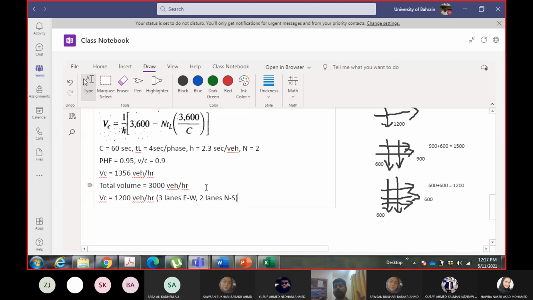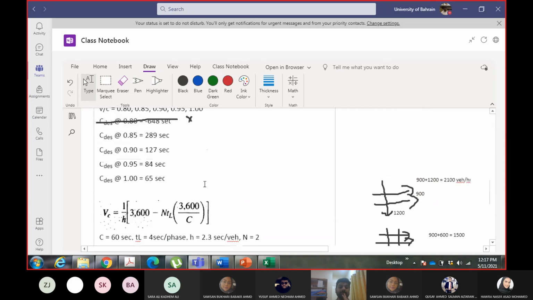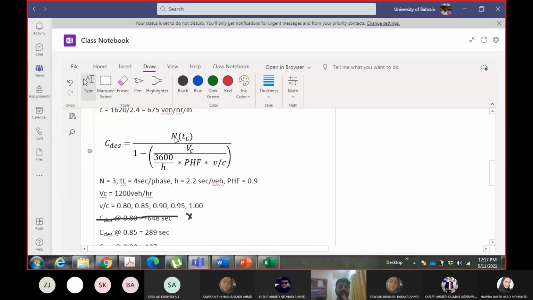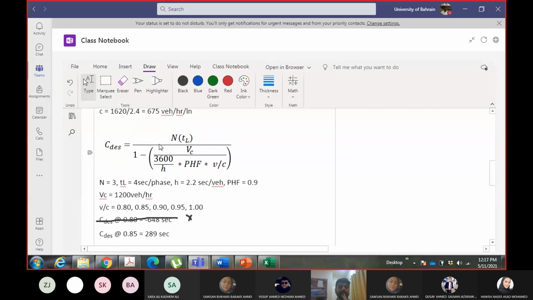Now the next step, this is one part of the problem. The other part of the problem is, with this VC, calculate the desirable cycle length. So you already have the equation of desirable cycle length here. Give me the value of desirable cycle length. N is 2, two phases. TL is 4, VC is 1200, H is 2.3, peak hour factor 0.95, V by C ratio 0.9. Okay, 2, 4, 1200, 2.3, 0.95 and 0.9. How much is it?